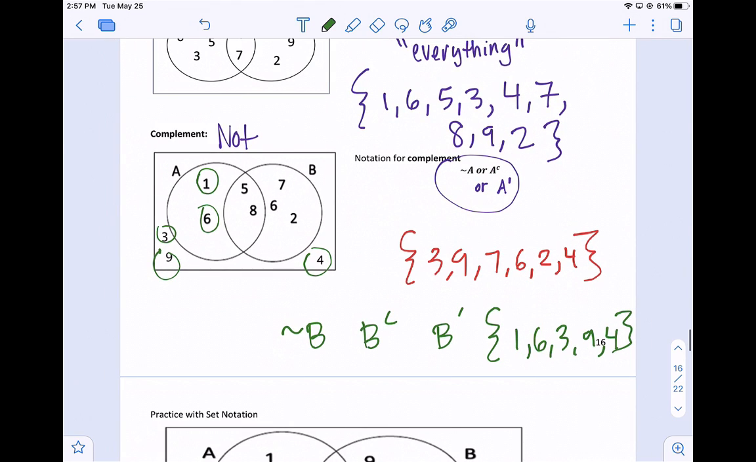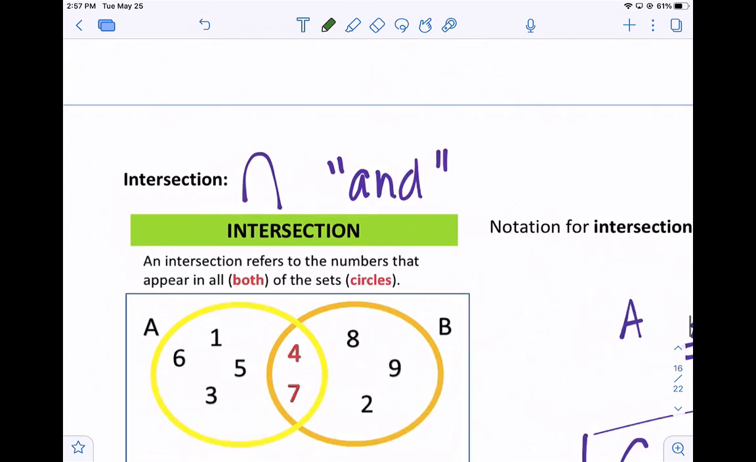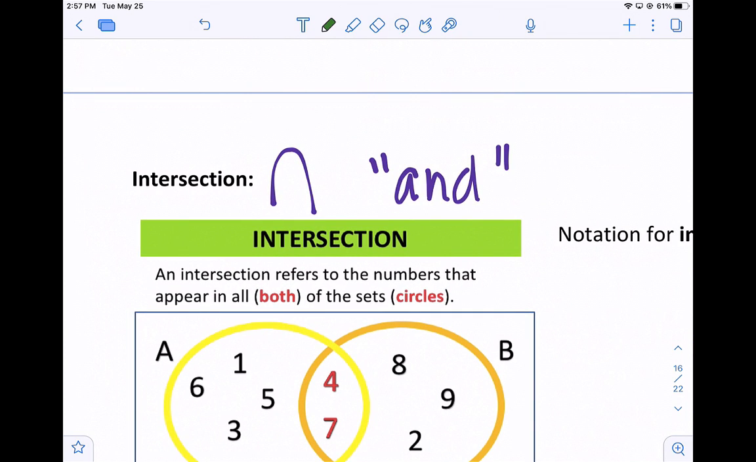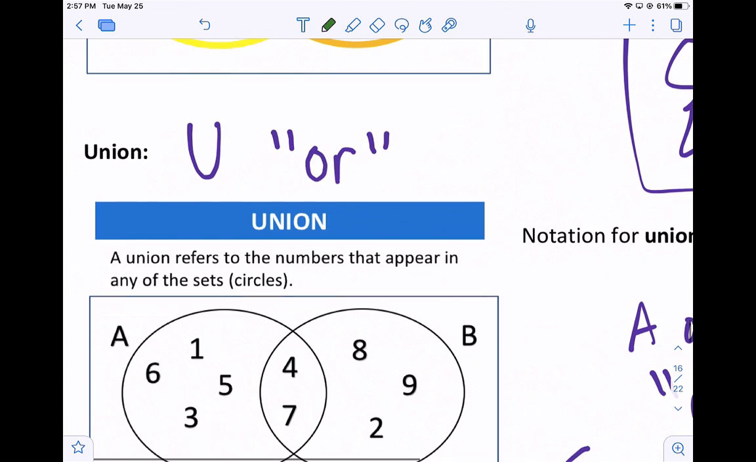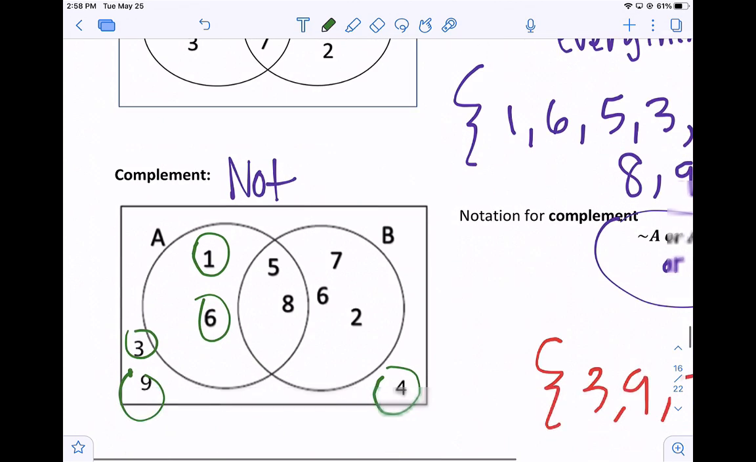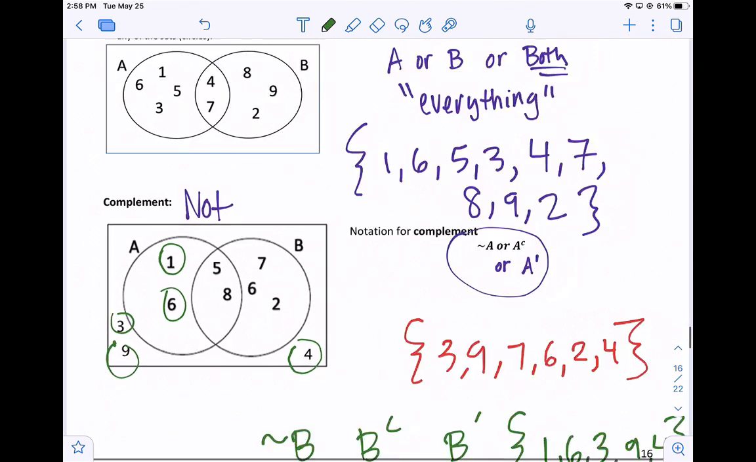You have to know these words, and we'll practice more. Again, the upside down U, which looks more like an A, means and. It has to be in both sets. The union means everything. And when you have the complement, it means not in that particular set.